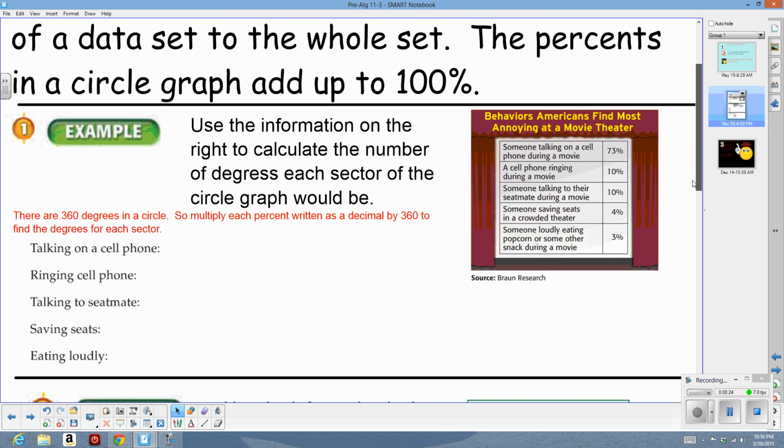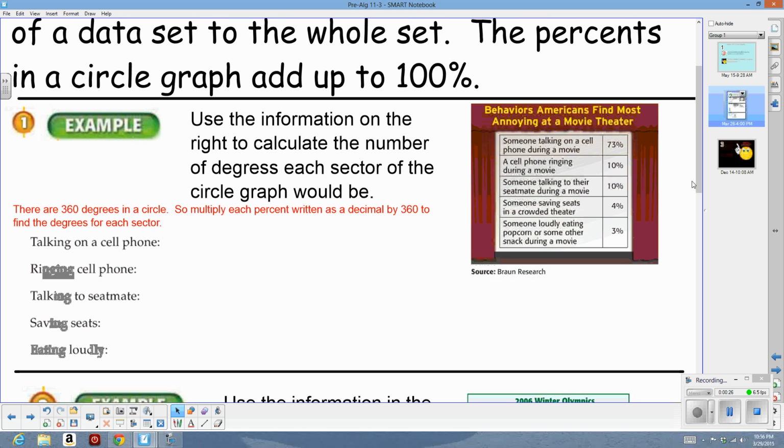In example 1, it says use the information on the right to calculate the number of degrees each sector of the circle graph would be. Since there are 360 degrees in a circle, we're going to multiply each percent written as a decimal by 360 to find the degrees for each sector.